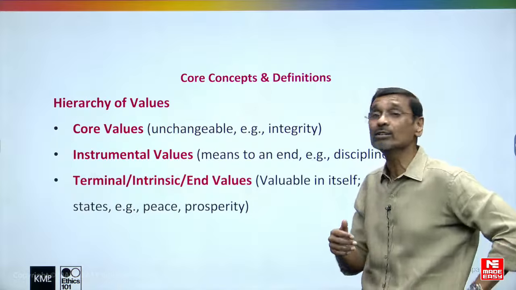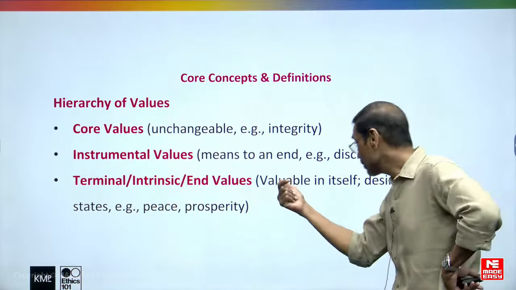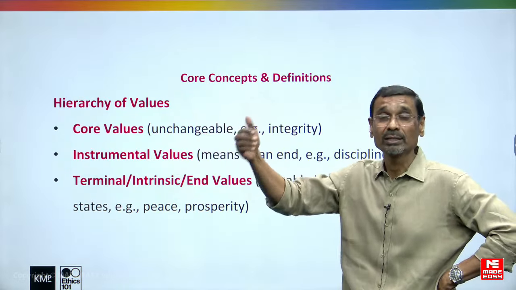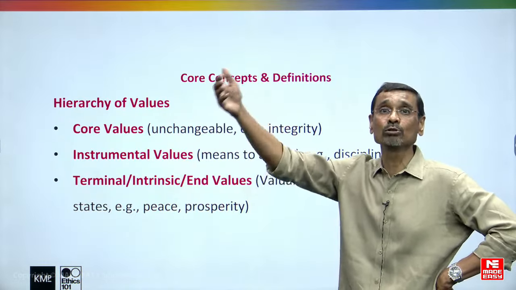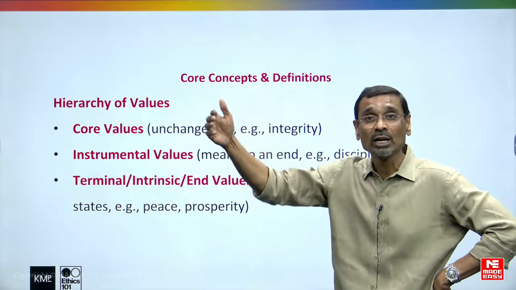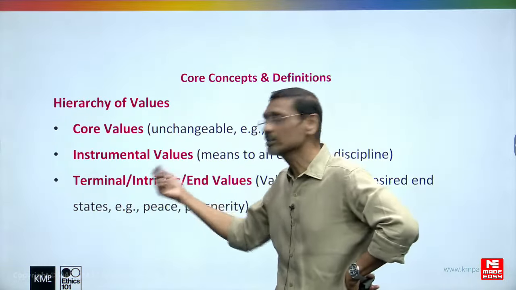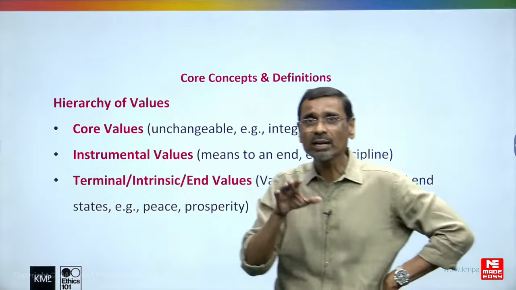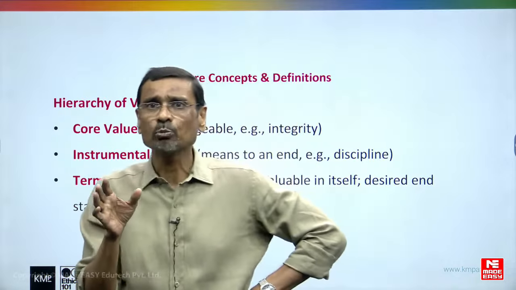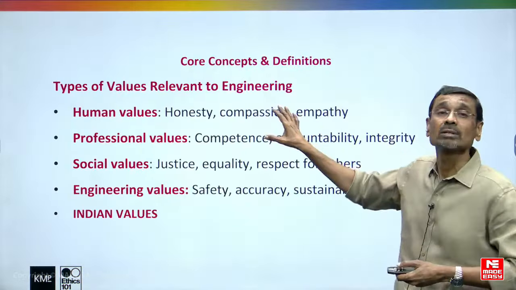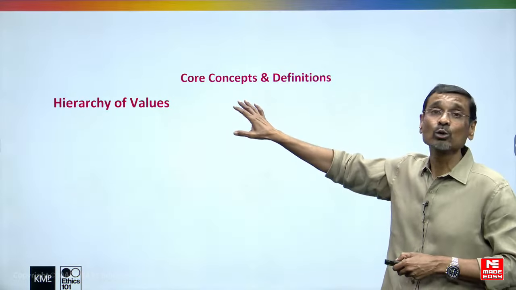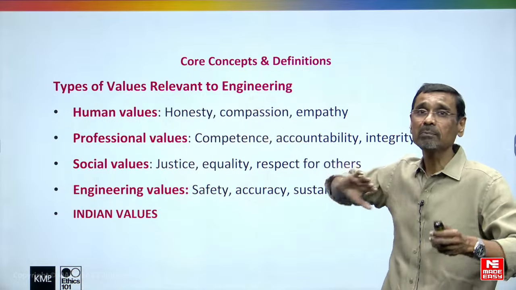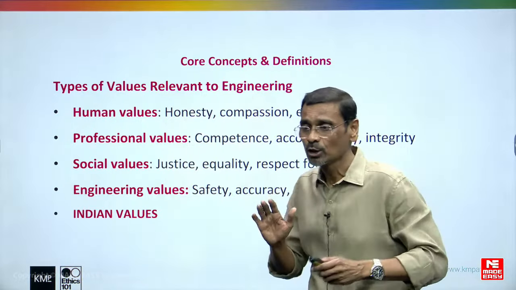Last one is terminal, intrinsic. They end in themselves. Valuable in itself, desired end, peace, prosperity, end in themselves. They are the end goals. These are called life goals also, end goals. That's why it's called end values, terminal values or intrinsic values. There are three words here, terminal, intrinsic and end values. So these are the three kinds of values. I've given you two slides back to back. One is types of values, one is hierarchy of values. And don't get confused, human value is a type of value, it's not hierarchy of values. So you may be getting a match the following kind of a question, so remember that.